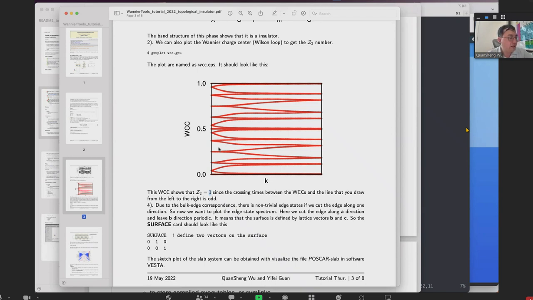Alexey Soluyanov and David Vanderbilt proposed a very smart way to automatically get the Z2 number from this plot. How do they draw that line? First, at this k point, you find the largest gap. For example, here this is the largest gap, right? Okay, that's where the blue line starts on our plot. Yes. The line through the largest gap is used to count how many times it crosses between the Wannier centers and that line.